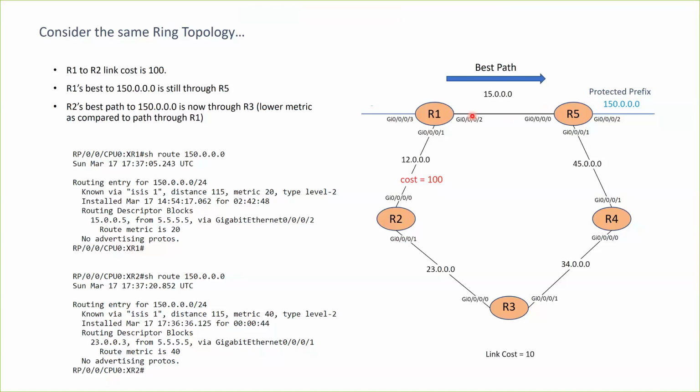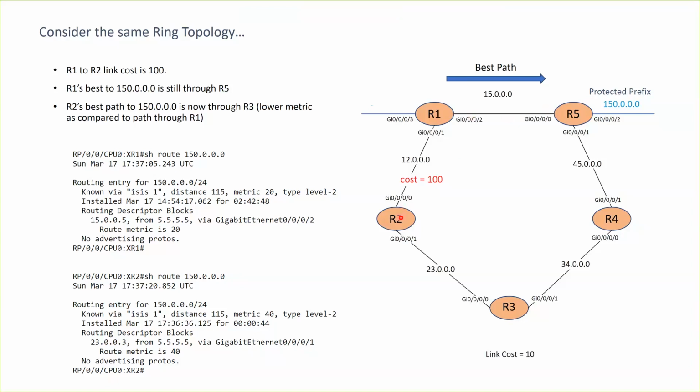What R1 will do is run SPF on behalf of its directly connected neighbors. As in, R2 is a directly connected neighbor, so R1 will run SPF with R2 as root. Similarly, R1 will run SPF with R5 as root, though in this case it won't because it's protecting R1-R5. When R1 runs SPF with R2 as root, it figures out that R2's best path is not going back to R1. So R1 can safely send traffic to R2. This is the principle of local LFA.